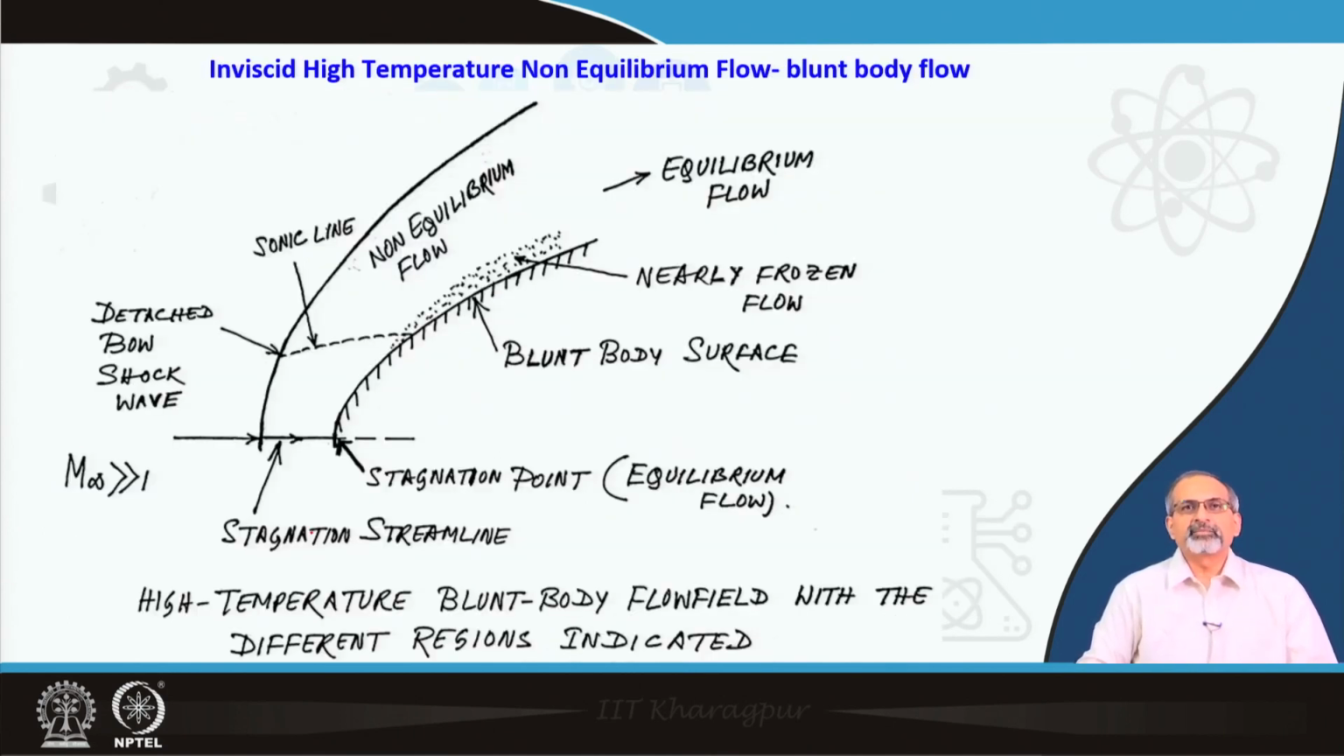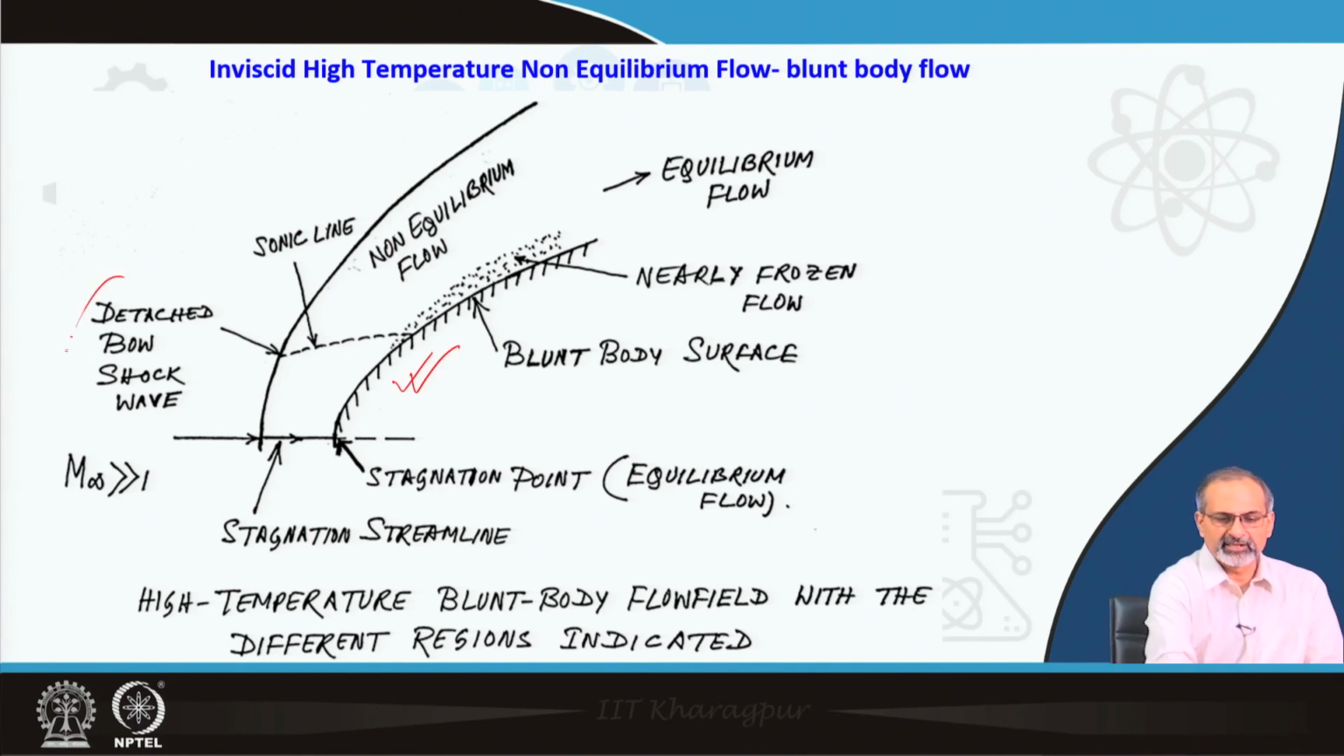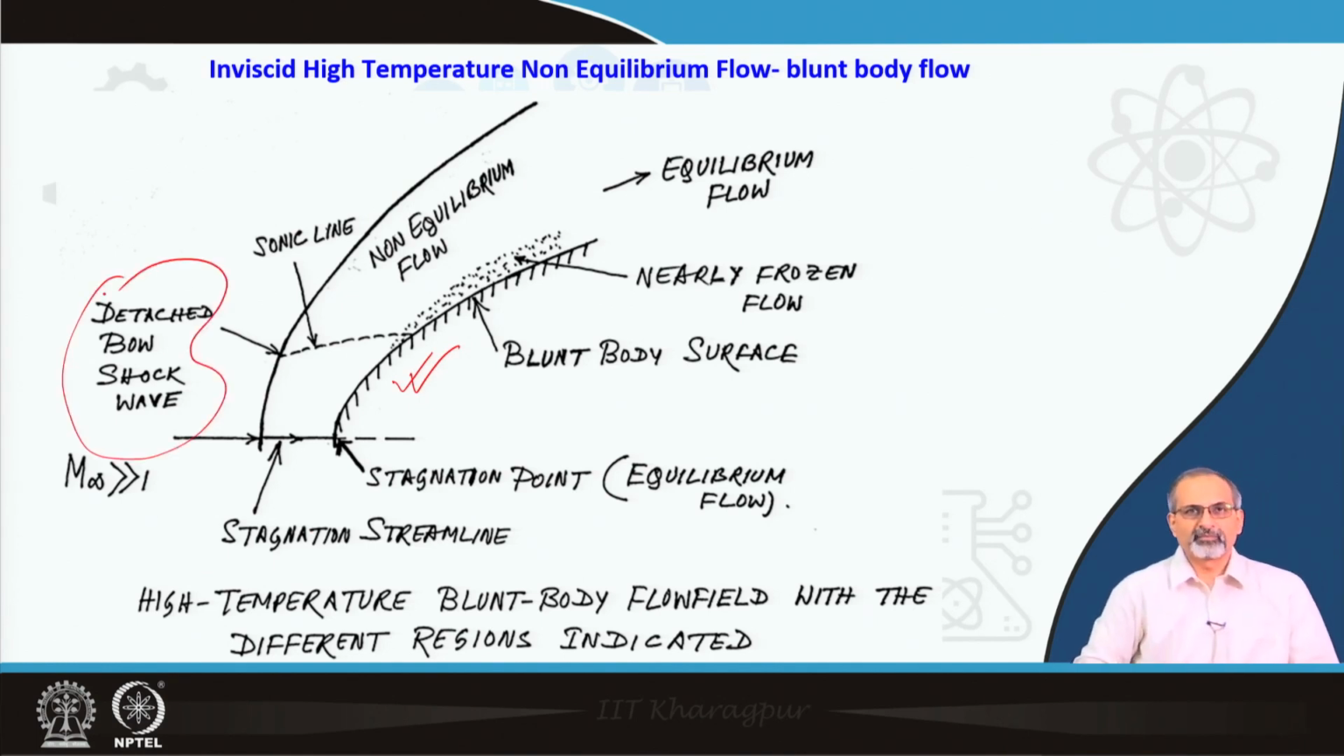Coming to inviscid high temperature non-equilibrium flow over a blunt body, we have tried to mark the main regions of interest here. Due to the shape of the blunt body, as we know, we have a detached bow shock wave and a small standoff distance lying between the shock and the nose of the body. Typically, this is the leading edge of the body or the nose of the body, and we have marked a stagnation streamline which is meeting the leading edge, and the leading edge acts as the stagnation point.